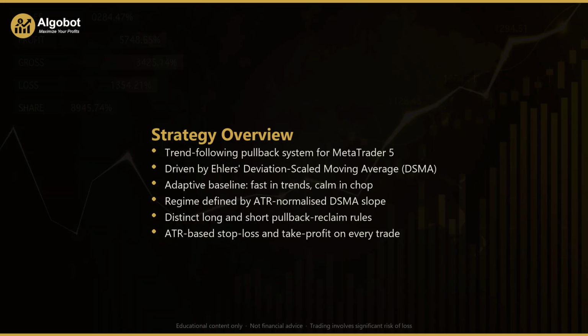From an educational standpoint, this EA is a great example for traders who want to understand adaptive filters and how a trend regime can be defined mathematically using slope and volatility rather than by eye. It shows how a pullback entry can be structured objectively, and how ATR can be used to size both the stop loss and the take profit so that risk scales naturally with market volatility. As always, none of this is a promise of results. It's a framework for learning how a rules-based system thinks. Let's now open up the mechanics and see precisely how each decision is made.